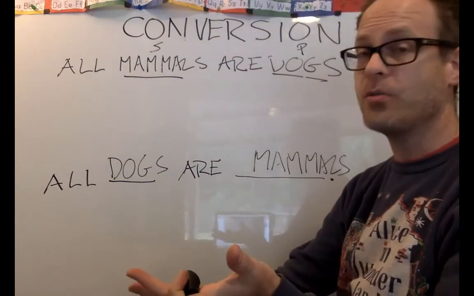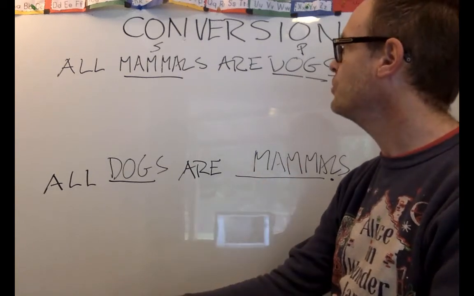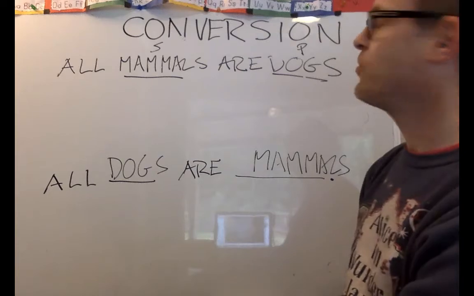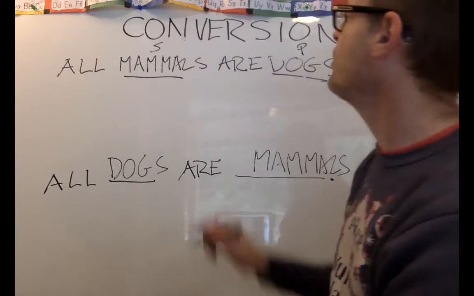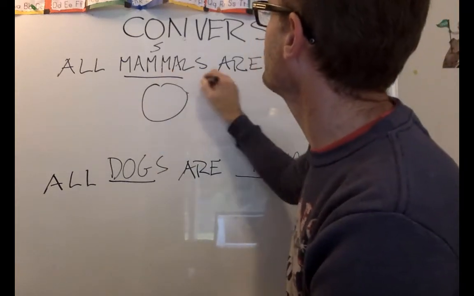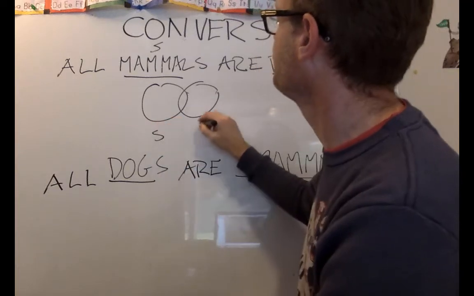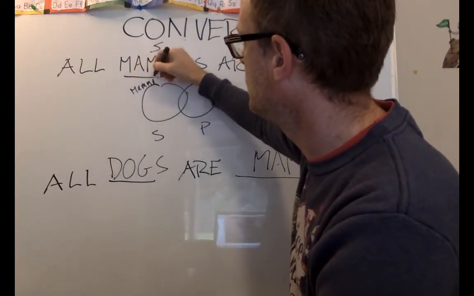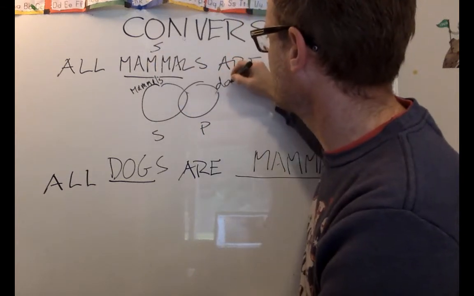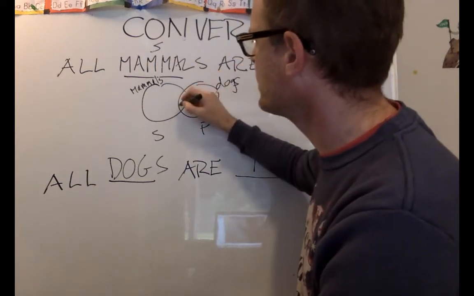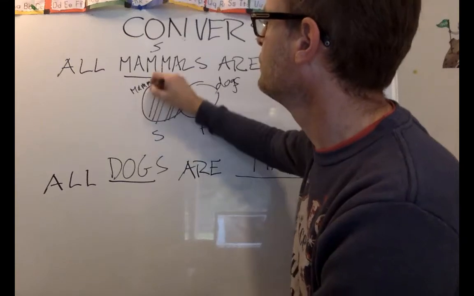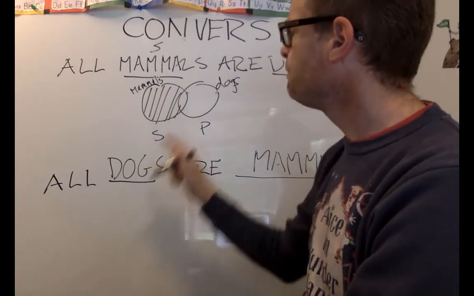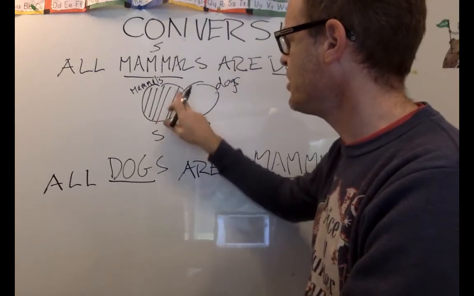And anytime I ask you whether two statements are equivalent, or anytime I ask you to perform an operation, draw the picture for me so I know you've done it, right? So here we go. All mammals are dogs. Okay, so here are mammals. Here are dogs. If I want to say all mammals are dogs, that's just a normal A-type statement, because anything that's in an S is also in the P.